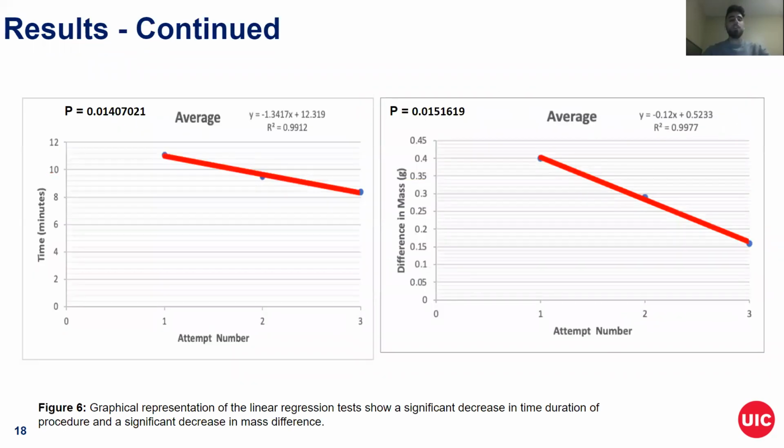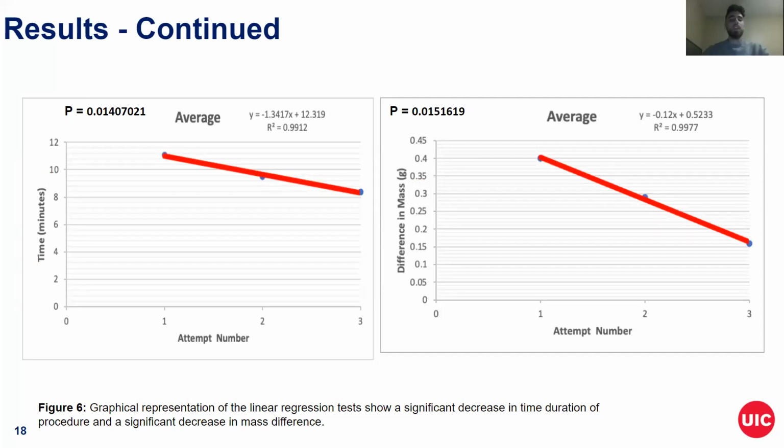This slide shows a graphical representation of the linear regression test of the average results of the two users. The graph on the left shows how the time decreased after each training session. As you can see from the equation of the line above the graph, the slope was calculated to be negative 1.3417, which means that the time duration decreased by 1.3417 minutes after each training session. This linear regression test had a p-value of 0.014, which is less than 5%, which means that we can conclude that there was a significant difference in time duration.